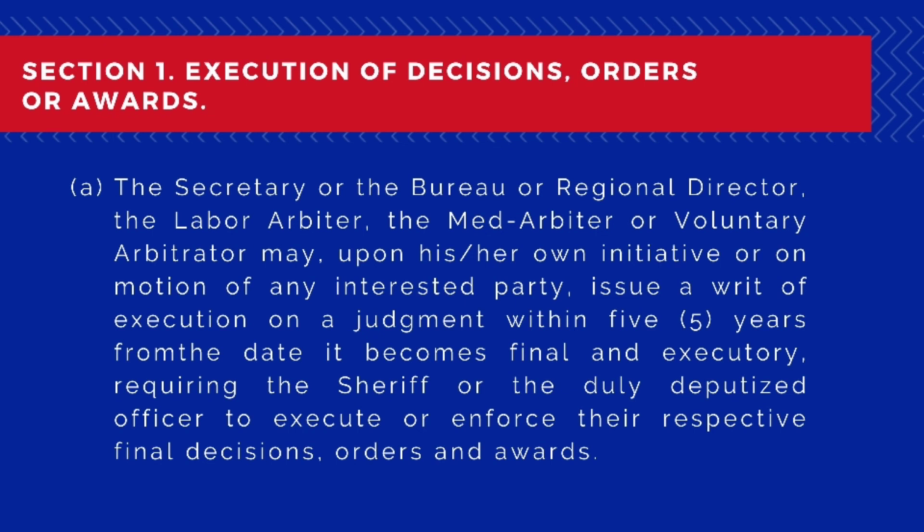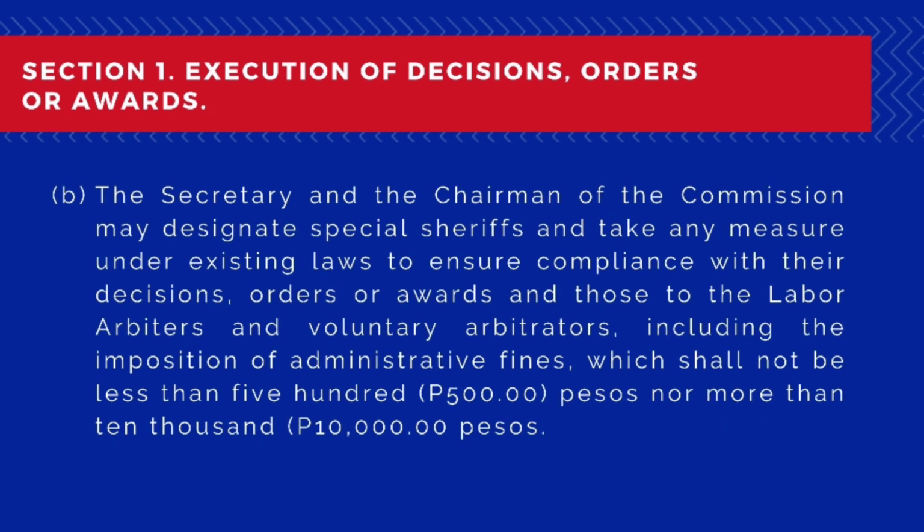issue a writ of execution on a judgment, within 5 years from the date it becomes final and executory, requiring the sheriff or the duly deputized officer to execute or enforce their respective final decisions, orders and awards. B. The Secretary and the Chairman of the Commission may designate special sheriffs, and take any measure under existing laws, to ensure compliance with their decisions, orders or awards, and those of the labor arbiters and voluntary arbitrators, including the imposition of administrative fines, which shall not be less than 500 pesos nor more than 10,000 pesos.